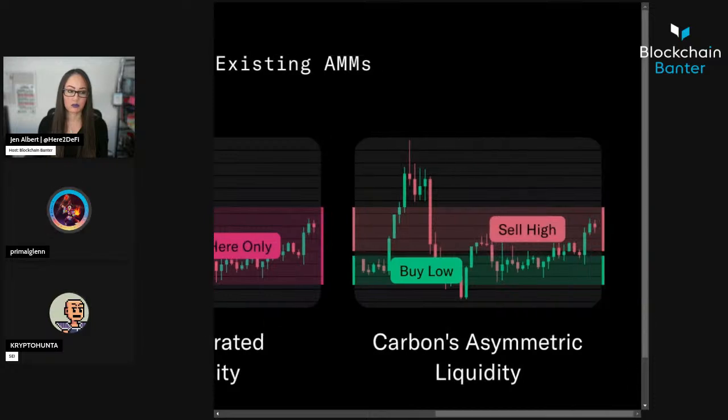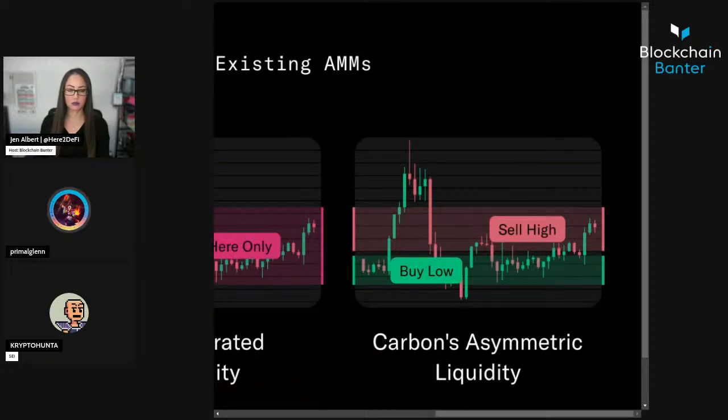And then obviously when that token goes out of range and it's no longer in your concentrated liquidity channel, what ends up happening is you have a Carbon asymmetric liquidity, or as we call it, a recurring order in the protocol, that buys low and sells high. So outside of that channel, you're either buying or selling. And essentially this lets you capture the volatility of that token.